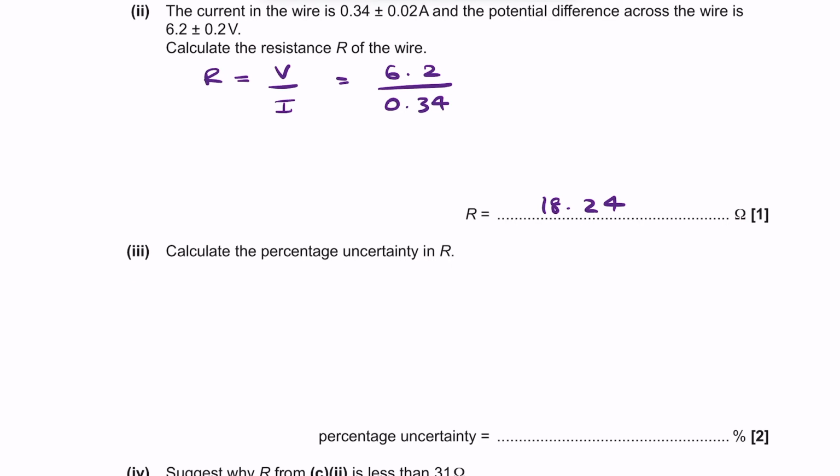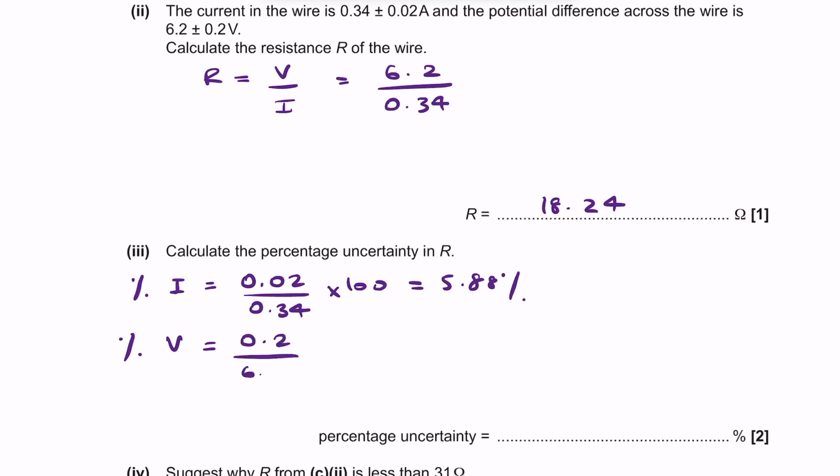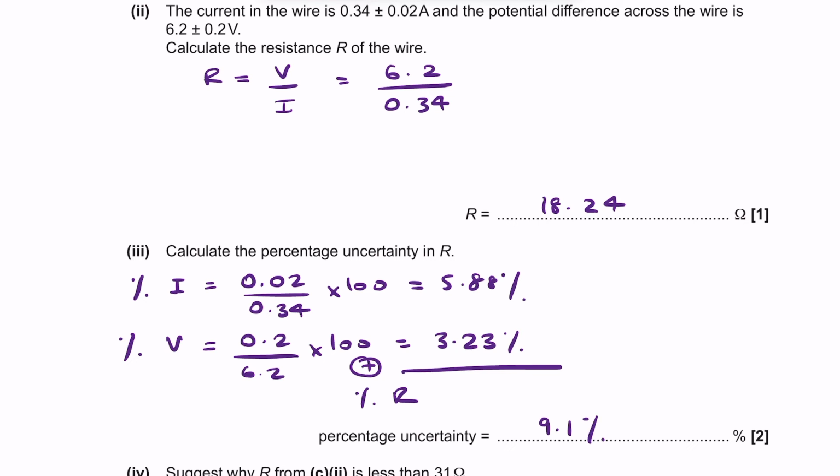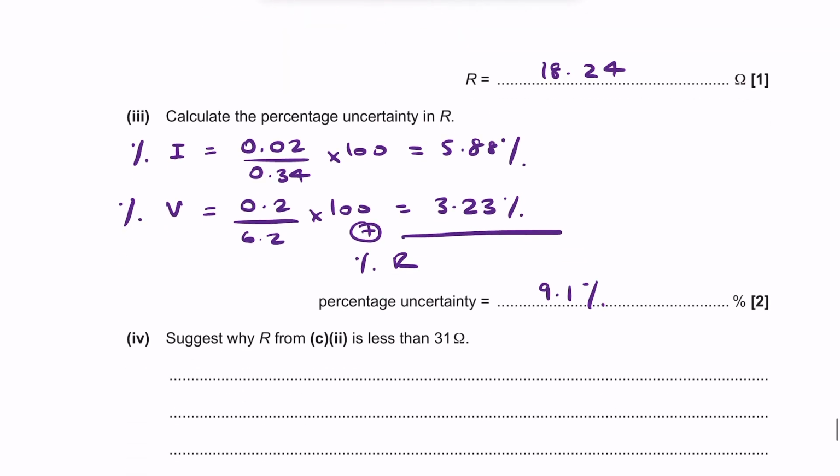Okay, so for I, it is 0.02 over 0.34, times by 100, so 5.88%, and then for V it is 0.2 over 6.2 times by 100, which is 3.23%. You add them together, okay, and you will end up getting the percentage error in resistance, which is 9.1%. Okay, so that's part III done.